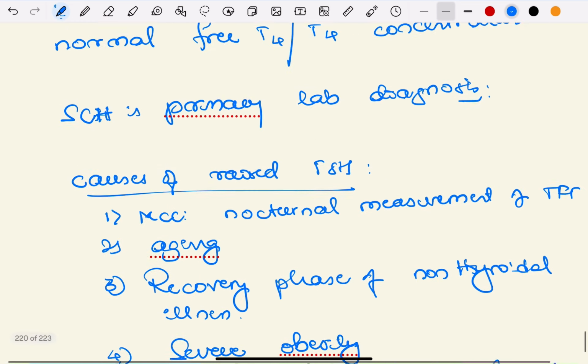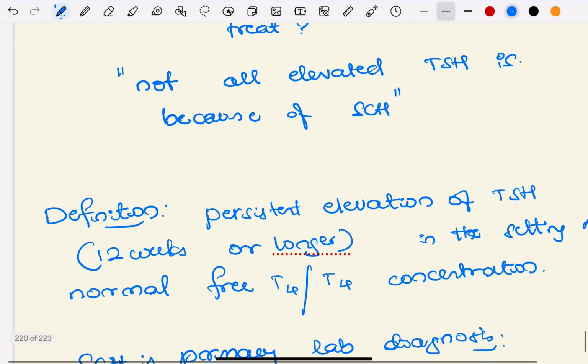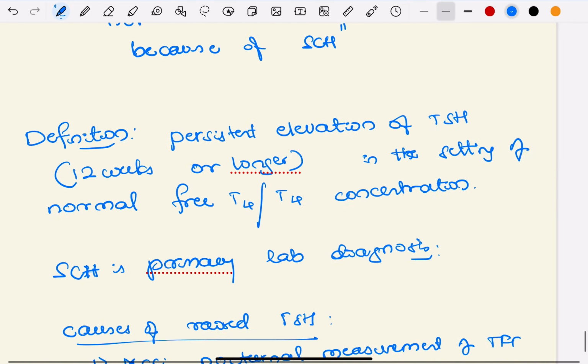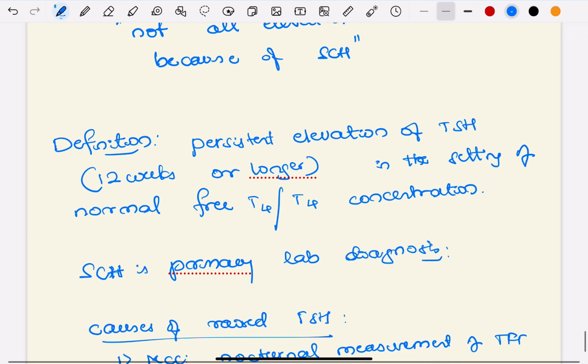Now we'll discuss the definition of subclinical hypothyroidism. So the definition goes like this. It's a persistent elevation of TSH in the setting of normal free T4 or T4 concentration. So every word here is important. See, it is persistent. It is not a single reading.